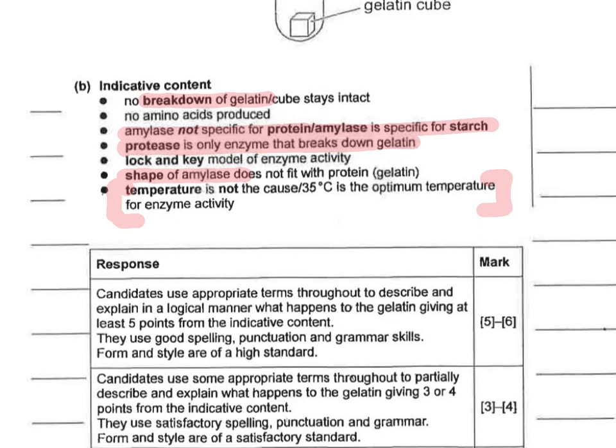Lock and key model. Well, we sort of explained that, but I suppose we could have mentioned the term, but we did explain it, so we would get a mark for that. And going back up to the top here, I suppose it's obvious. Gelatin doesn't get broken down, so therefore there's no amino acids produced. Now, when we were talking about it, we didn't mention that straight away, and we didn't mention the temperature. How many points would we have made there? So we've made 1, 2, 3, 4, 5.